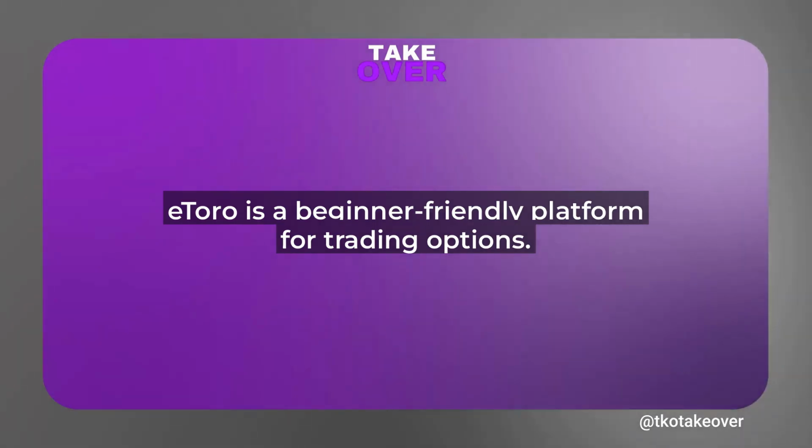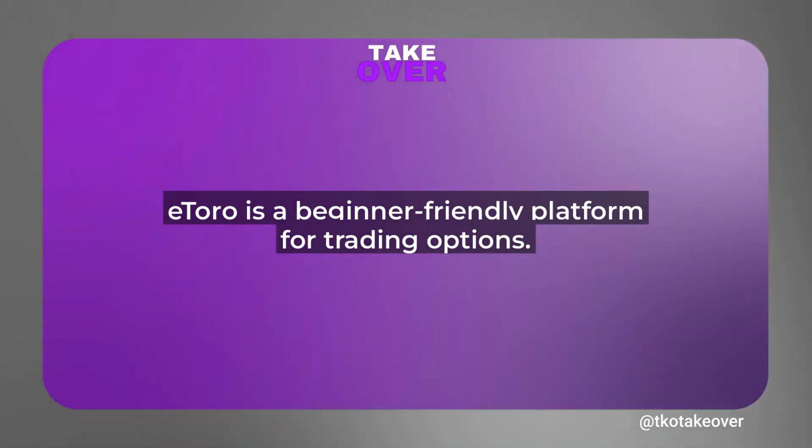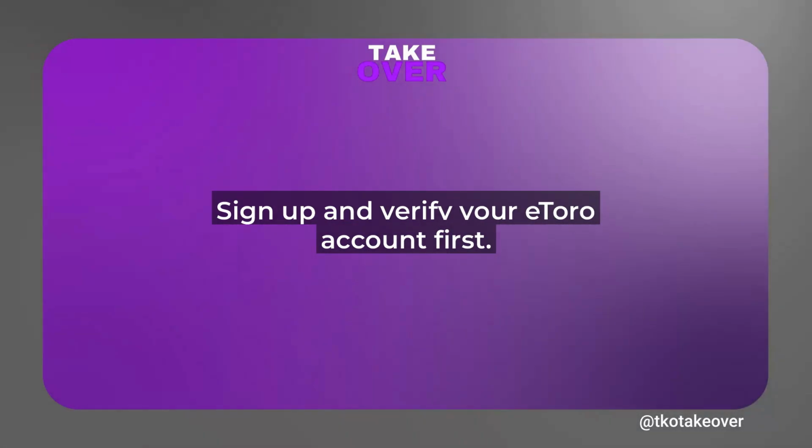But first, let's quickly cover what options are. Options are contracts that give you the right, but not the obligation, to buy or sell an asset at a set price before a specific date. There are two main types: call options, which let you buy, and put options, which let you sell.